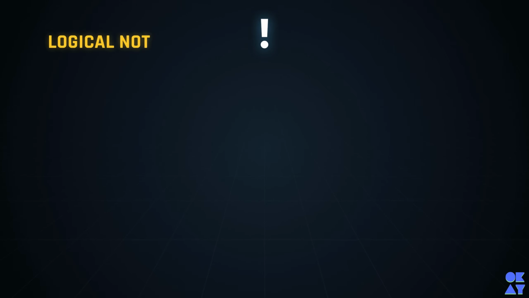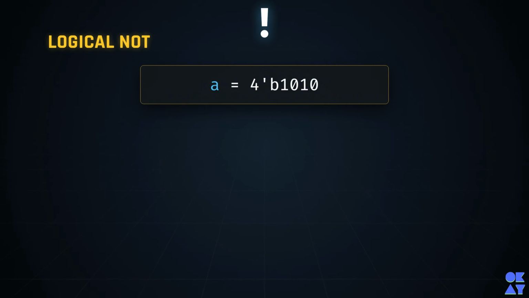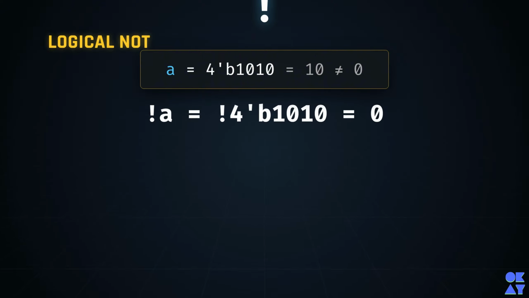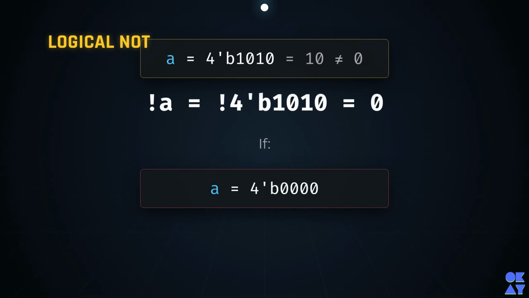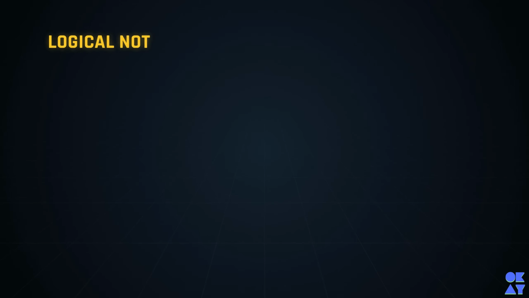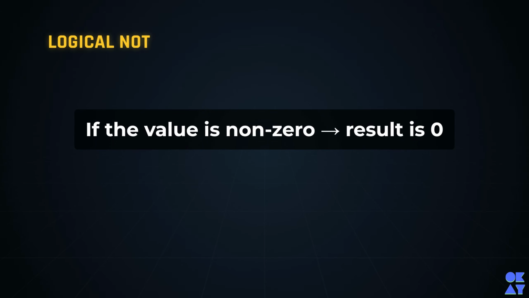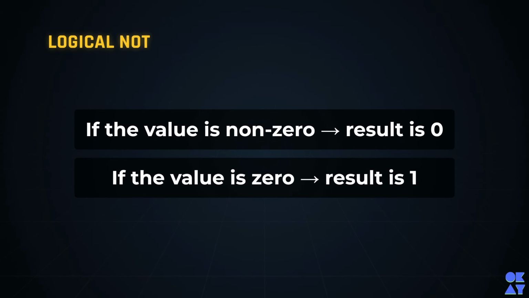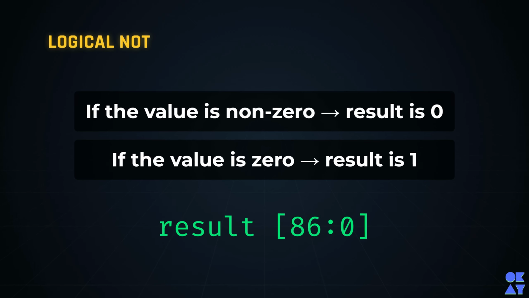Let's take an example. A equals 4'b1010. This is 10 in decimal, which is a non-zero value, so it is treated as logic 1. Now, !A equals !4'b1010 equals 0. If A equals 4'b0000, this is 0 in decimal, so it is treated as logic 0. Then !A equals 1. So the rule is simple. If the value is non-zero, the result is 0. If the value is 0, the result is 1. And this works for any bit width, not just 4 bits.